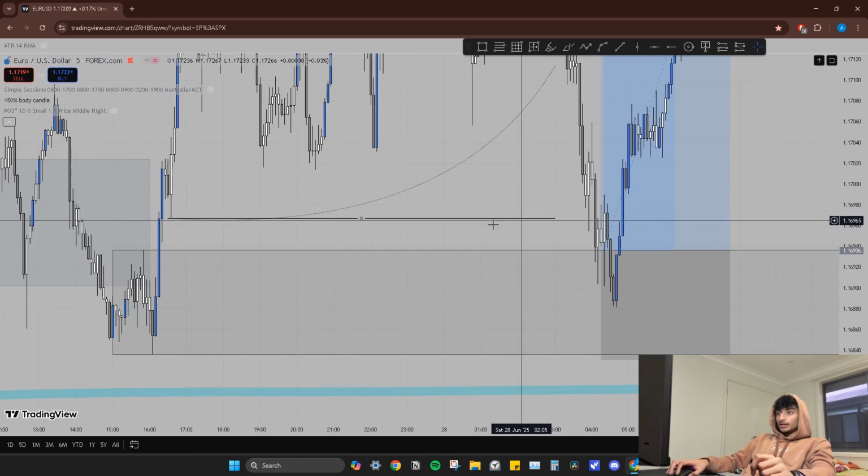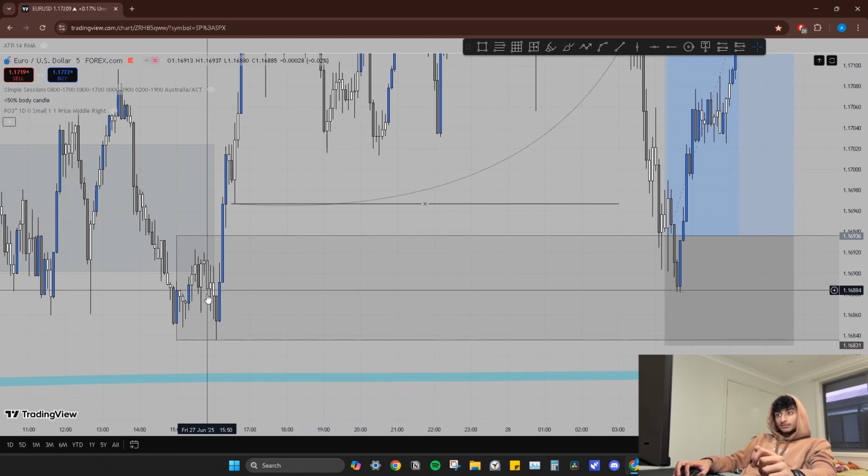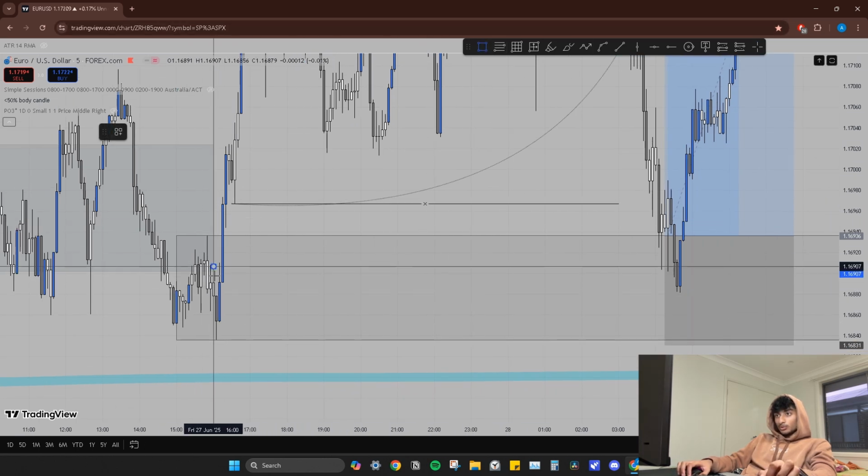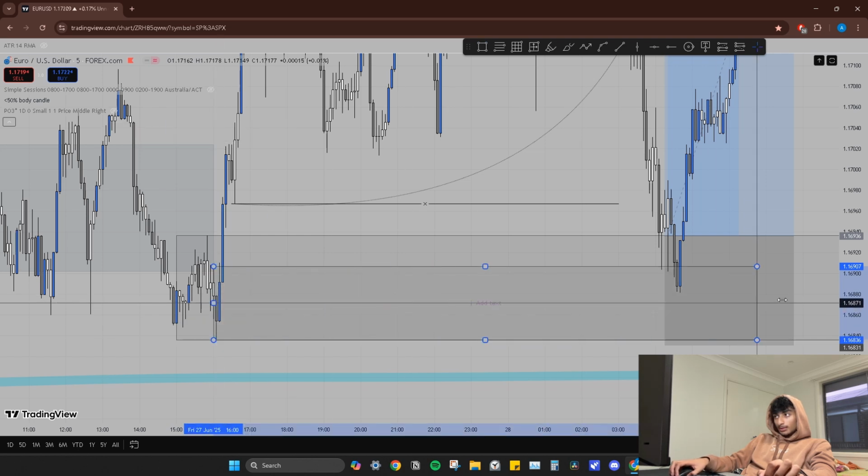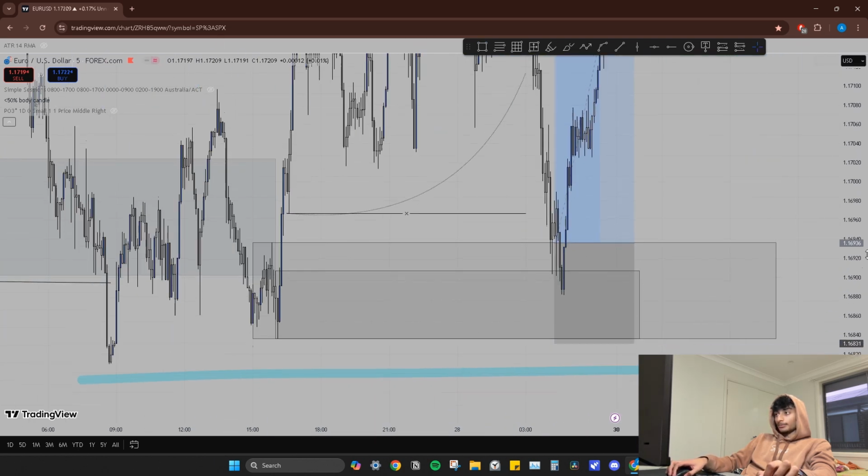You could have even refined it on the 5-minute time frame to this 50% body candle right over here. So you could have gone boom, boom, bang, and then taken a trade off of here if you wanted to.